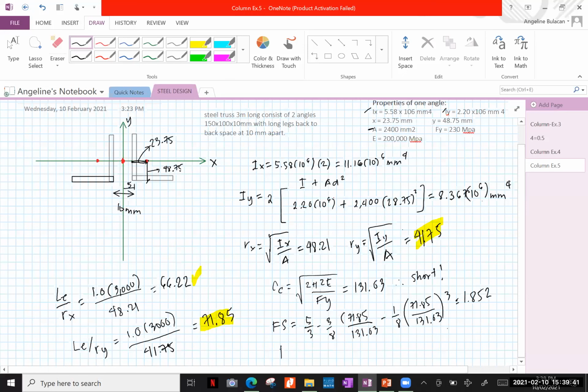Then, compute for your Fa. Ito yung tanong sa number 1, no? Fa is equal to... Substitute ko na lang, no? This is the equation I gave you. 1 minus Le over r, which is 71.85 squared over 2Cc squared times Fy over Fs. This will give you 105.51.